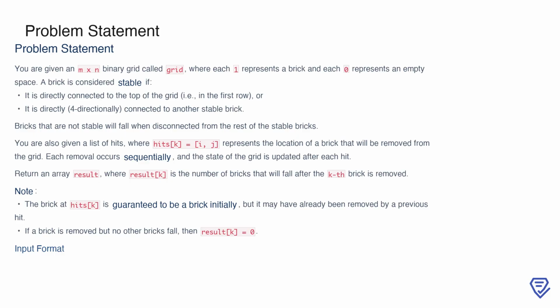Additionally, we are provided with a list of hits. Each hit specifies the position of a brick that will be removed from the grid. These removals happen one by one, and the grid updates after each hit. Our task is to return an array called result, where the kth entry in result tells us how many bricks fell as a result of the kth hit. Note that if no bricks fall after a particular hit, the corresponding entry in the result should be 0.